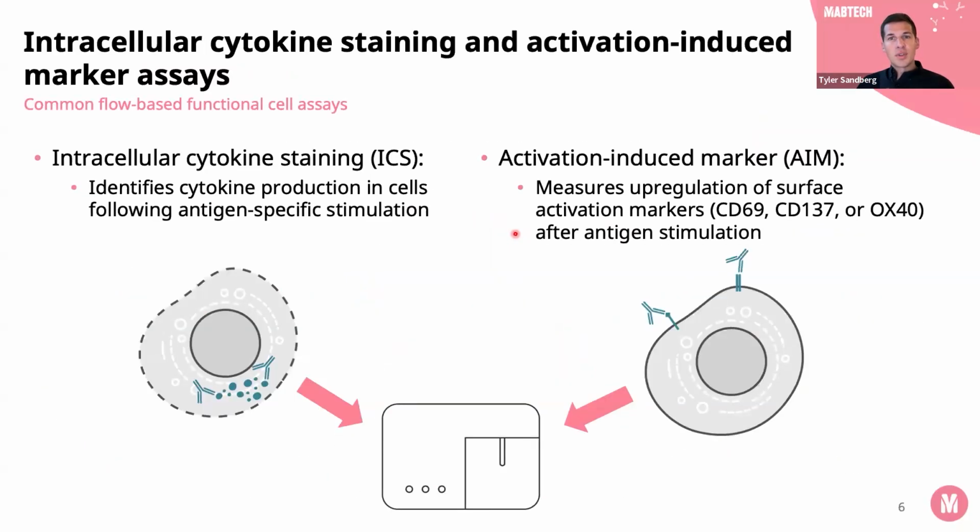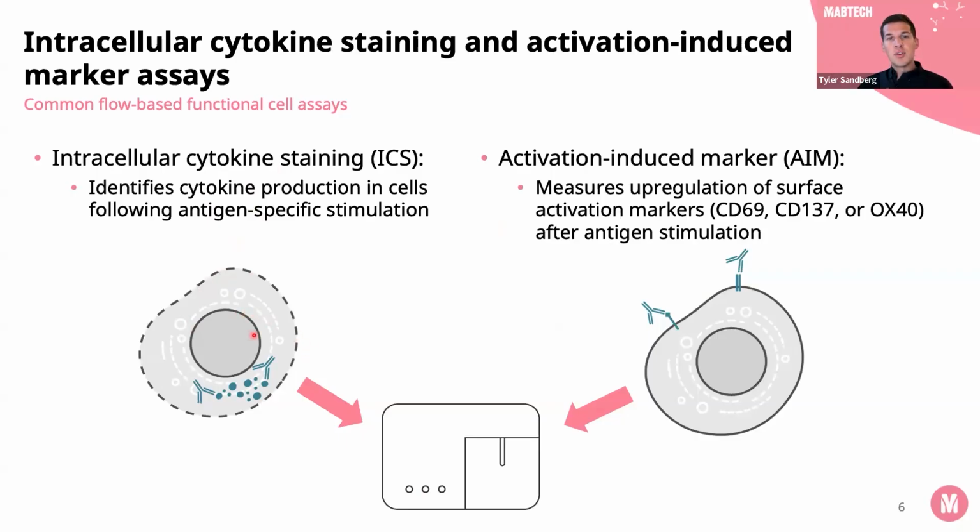The other assays that we'll focus on today are these different flow-based assays. These are quite powerful to use in parallel with FluoroSpot to give a full picture of the T-cell response. The first one we'll talk about is intracellular cytokine staining. This is looking at the cytokine production in these cells following antigen-specific stimulation, very similar to FluoroSpot.